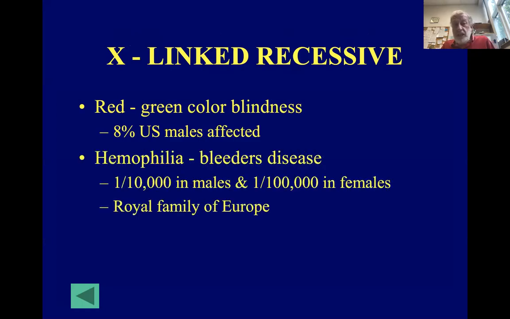Hemophilia, or bleeder's disease, is present in 1 in 10,000 males and 1 in 100,000 females. It's quite prevalent in the royal families of Europe because, again, of consanguinity. Royalty are only supposed to marry other royalty, and so before long, we have first cousin matings.